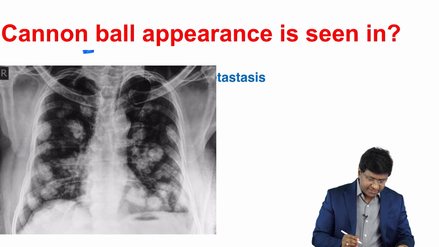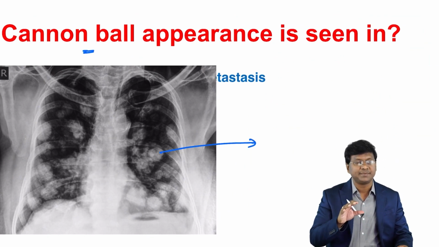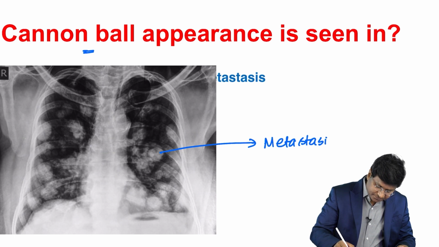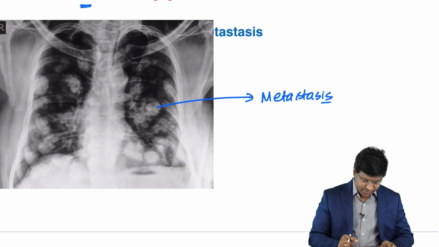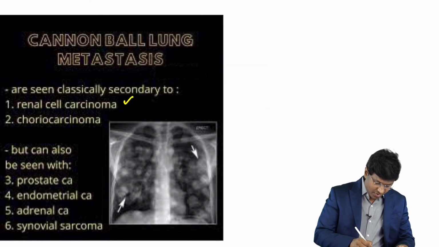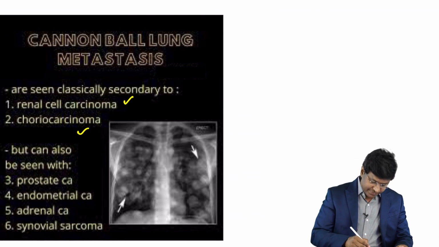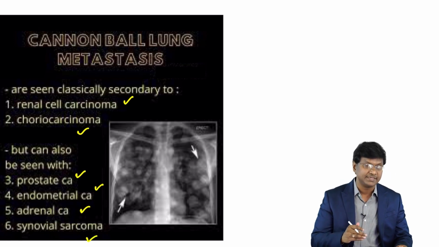Yes. Now another important image which has been given to you is: the cannonball appearance is seen in. Cannonball appearance, right? You can see multiple white patches in more or less round shape in bilateral lung fields. Where do you see that? That you see in metastasis. Now, which malignancies can metastasize to the lung causing the cannonball appearance? You can see it in patients with renal cell carcinoma, and also in patients with choriocarcinoma. These two are very common, but it can also be seen with prostate carcinoma, endometrial carcinoma, adrenal carcinoma, as well as synovial carcinoma. So in all these malignancies, there can be metastasis to the lung causing the cannonball lung metastasis, right?